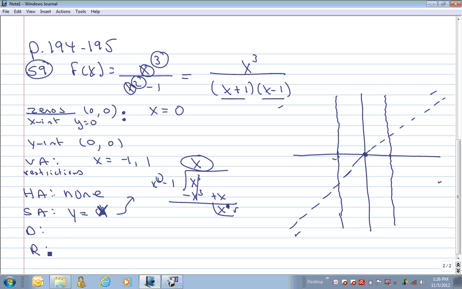And it's a little hard to do that right now, except our domain could be any value except whatever the restriction is. So whatever our vertical asymptote is, our domain is restricted there. So x cannot be, your x values cannot be negative 1 or 1. The range, we're going to need to look at our graph before we decide the range.